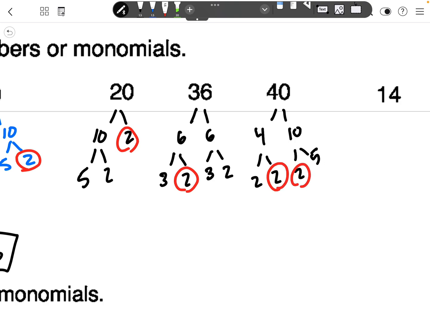I have another 2 in all of them. And then 20 only has a 5 left, but 36 doesn't have a 5 that goes into it. All I have is 2 times 2. So my GCF between 20, 36, and 40 is 4. It's the biggest number that goes in all of them.